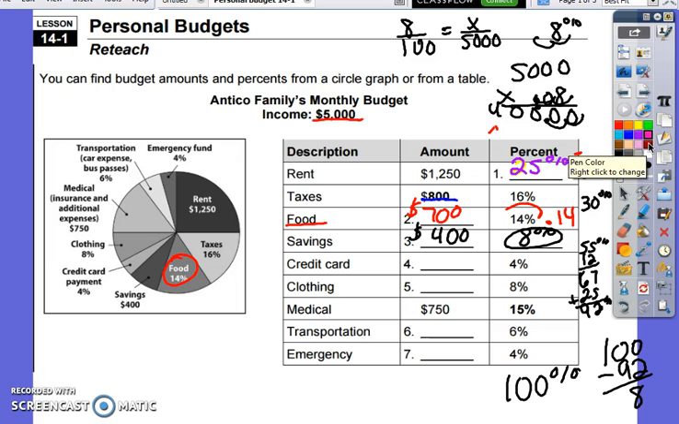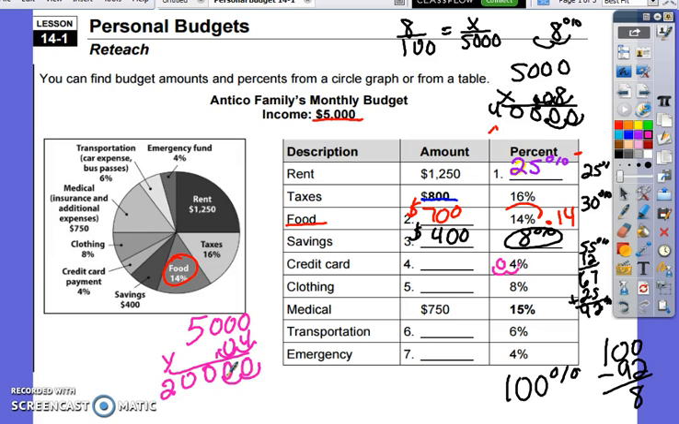All right, let's look at credit card. Credit card is 4%. So I'm going to take the $5,000. I'm going to take my percent and change it to a decimal. I'm dividing by 100, so my decimal moves 2 places to the left, so I have 0.04. And then I multiply. 4 times 0 is 0, 4 times 0 is 0, 4 times 0 is 0, 4 times 5 is 20. Kick my decimal back in 2 places, and so 4% is $200, and that's what's spent on the credit card.